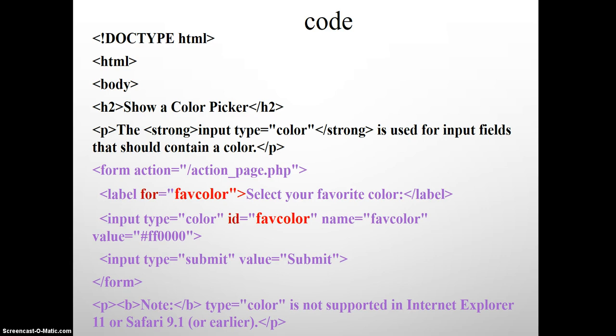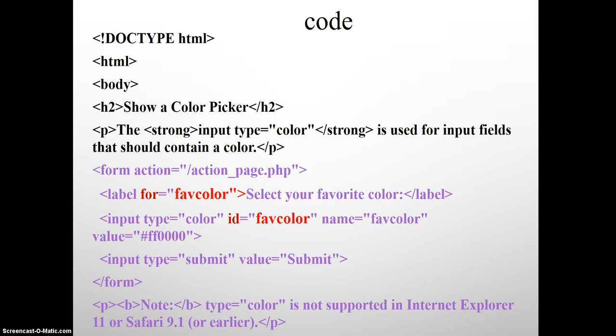Here, for is the attribute of the label tag. It should be equal to the ID, which is the attribute of the input tag, to bind them together. Value is equal to hexa color. Hexa color is always written with a hash symbol. It is the default value of the input field.